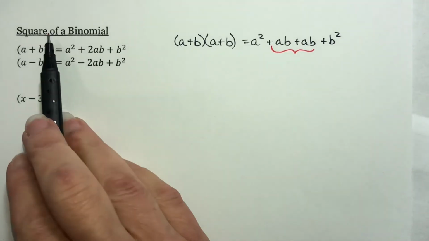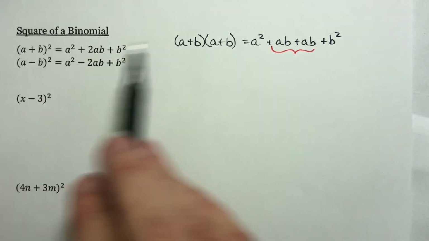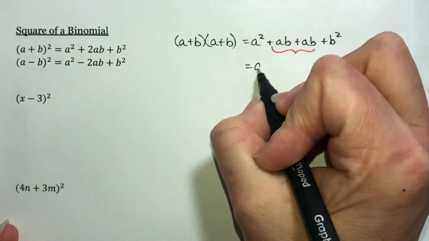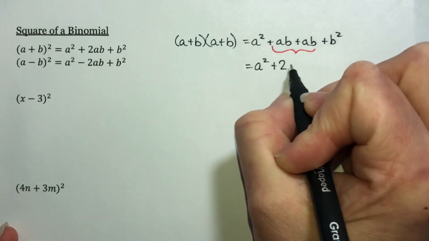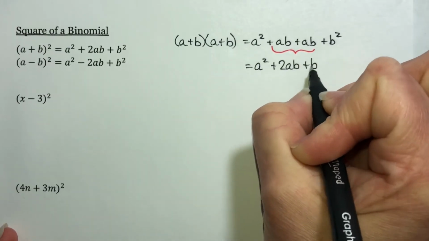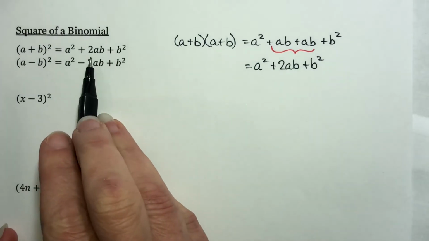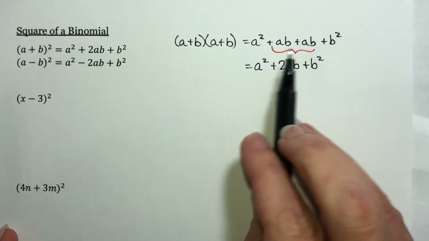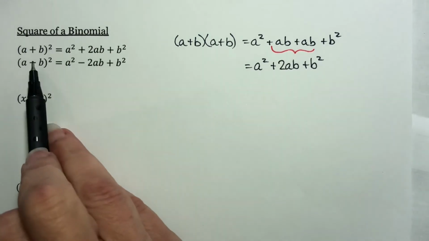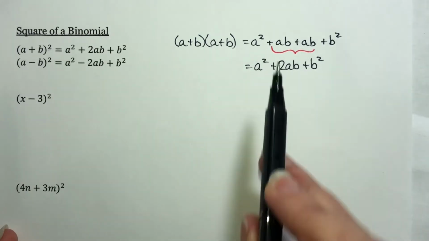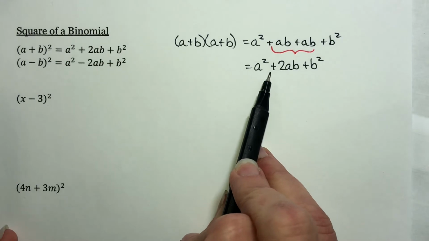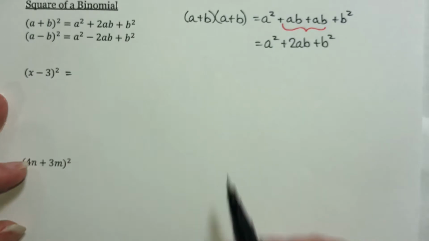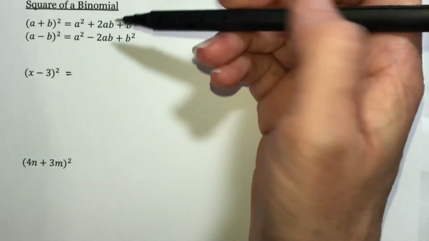When you're squaring a binomial, whether it's a plus or a minus, you're going to have the same signs right here. So you combine like terms to get a squared plus 2ab plus b squared, which is what we have right here. That 2 comes because these are always going to have the same sign and you get to combine them. Okay? If this is a minus, these are both going to be subtractions and you'll get a minus sign right here.